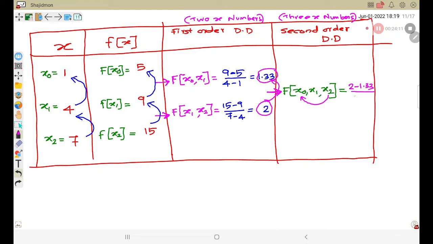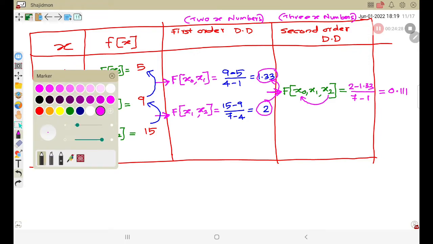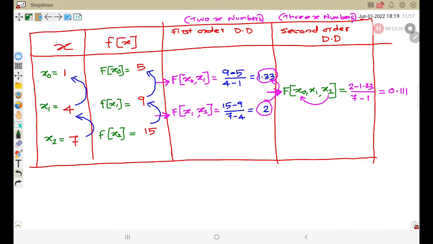What is x2? 7 minus what is x0? 1. Okay, 7 minus 1. So we will get equal to 0.111, with 3 digits chopping. So we got the divided difference table now. Hope you understood how to create the divided difference table.